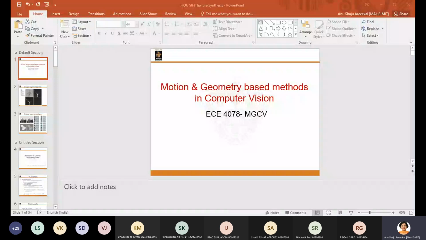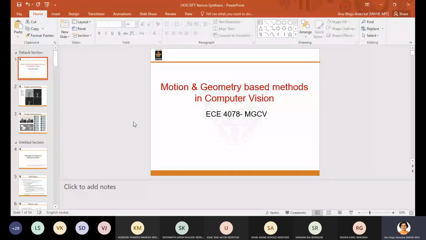So in today's class, what we'll be discussing about is the image features, or how we can represent the images.